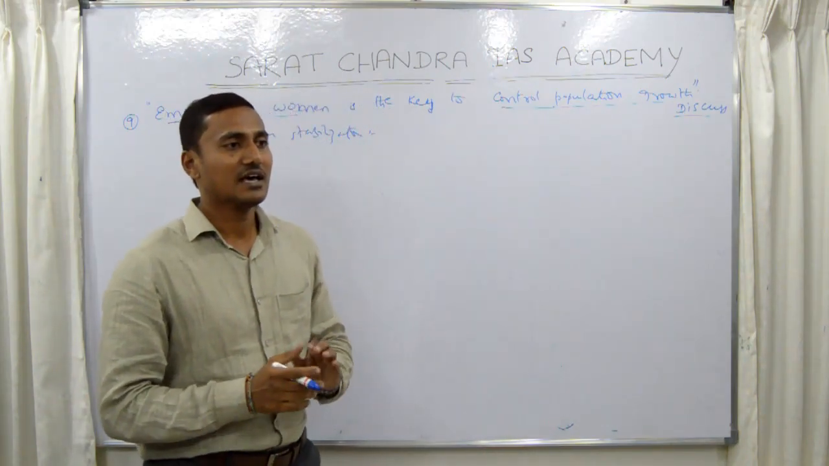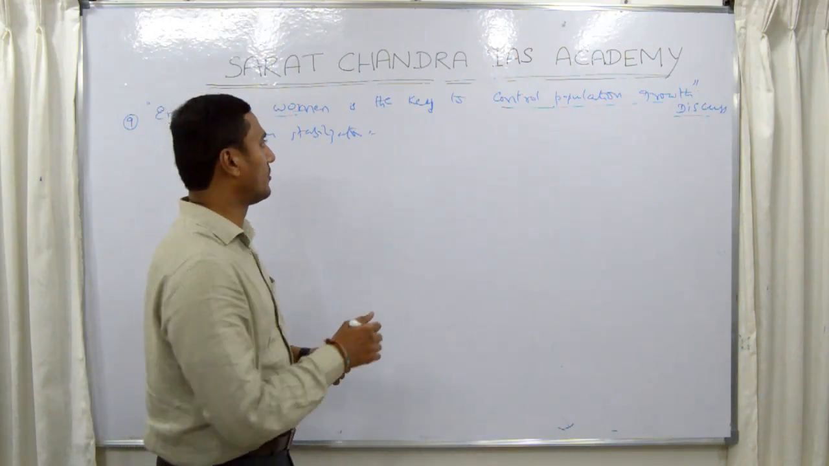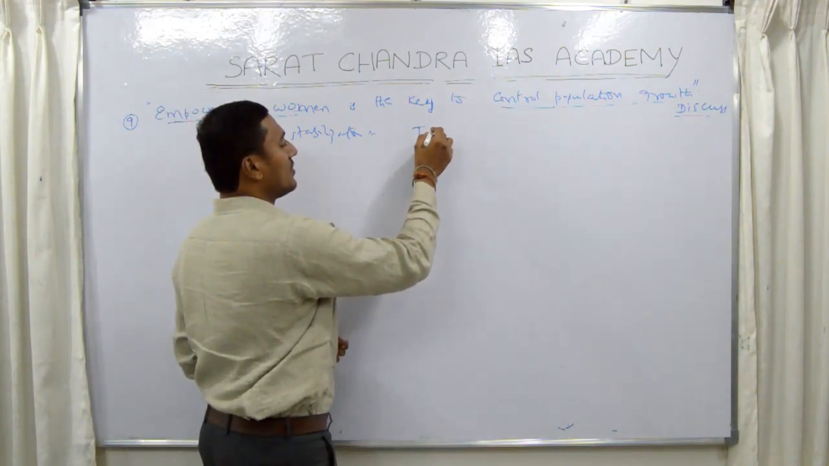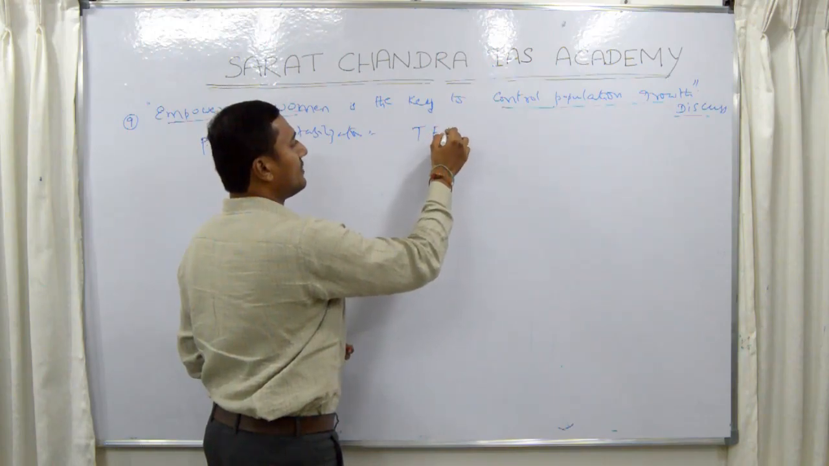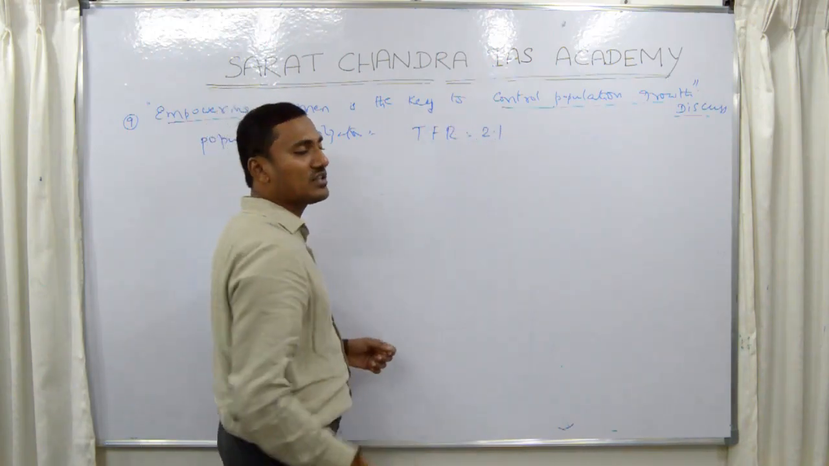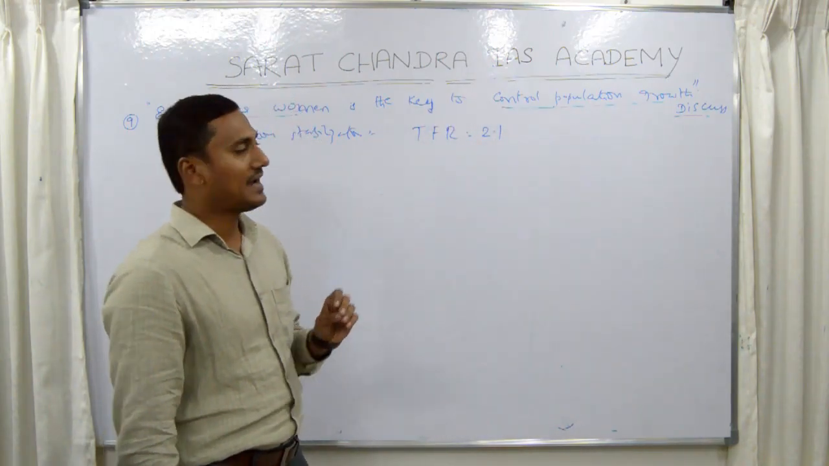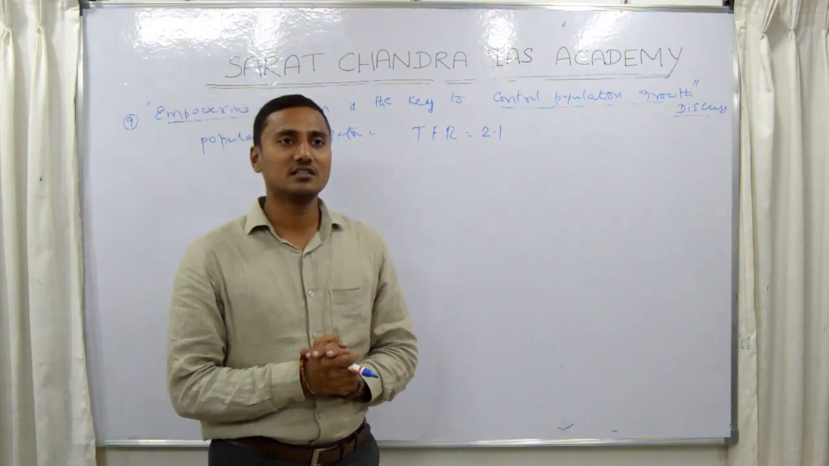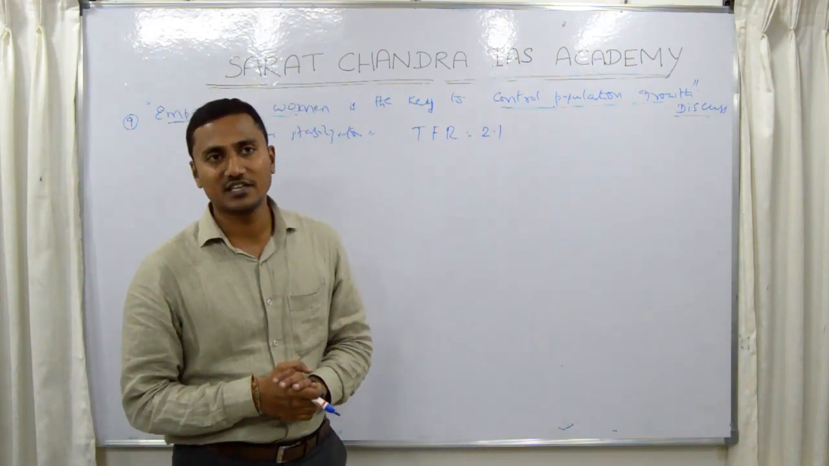It's also called the replacement rate of population, which can be achieved when the total fertility rate is 2.1 children per woman. And this is also mentioned in National Population Policy 2000.